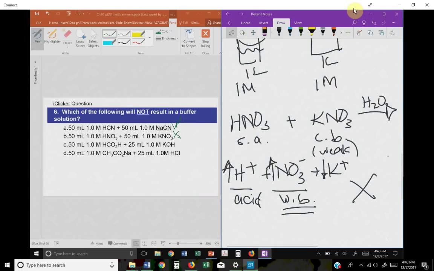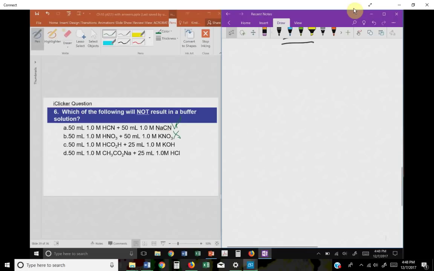In C now, we see that we've got a weak acid. Oh man, that looks horrible, people. Let me fix that. My hand is a little shaky, guys. I apologize. We have weak acid plus strong base. So we've got a weak acid and a strong base.